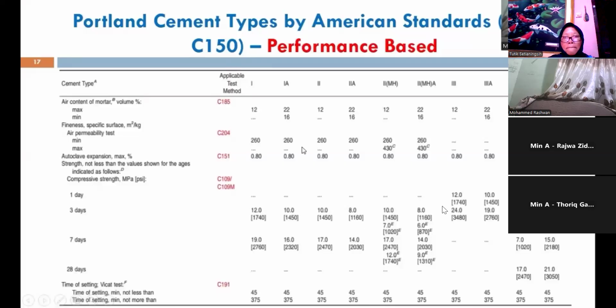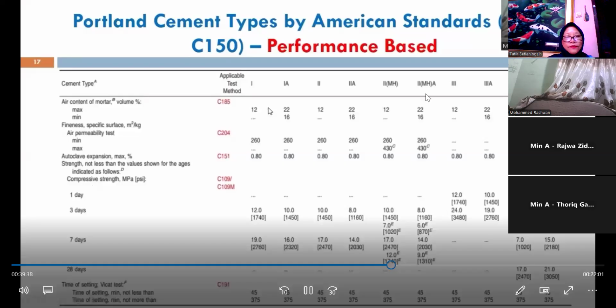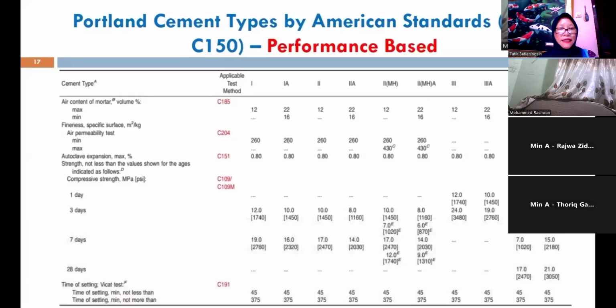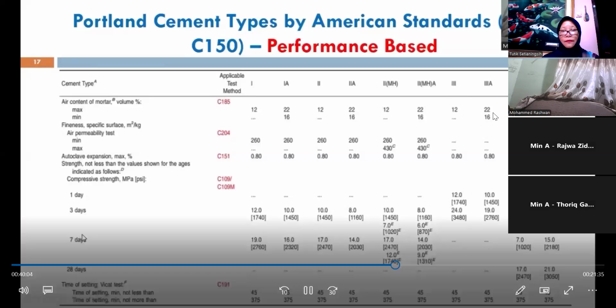And every type of cement you will use in your construction or your project must satisfy these parameters, like fineness or specific surface area, like air permeability, like air content in mortar or expansion by autoclave, strength in mortar cubes at the curing days, and finally the setting time of the cement. Not less than 45 minutes, and not more than the final setting time.